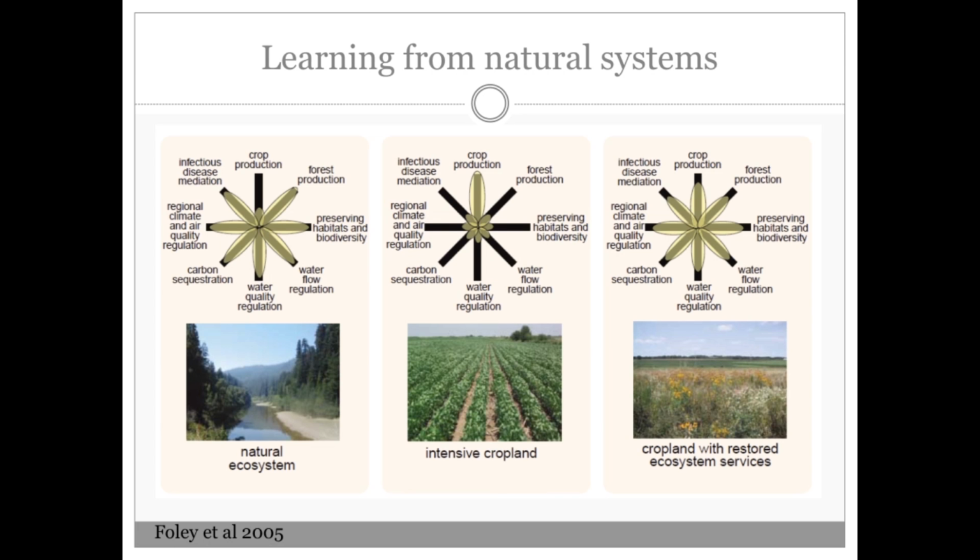So that's, I hope, relatively compelling. And there's really good evidence out there that if we can learn from natural ecosystems, like we can see here on the left, and find a way to balance the ecosystem services that we see from natural ecosystems with the benefit of crop production from intensive cropland, we can move towards farmland, agricultural landscapes, with restored ecosystem services.